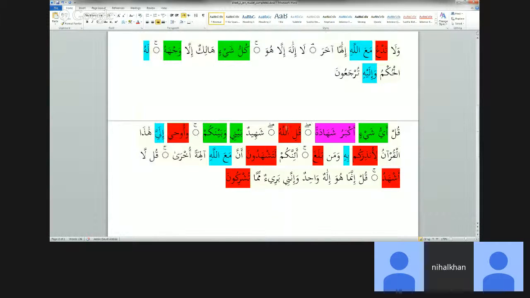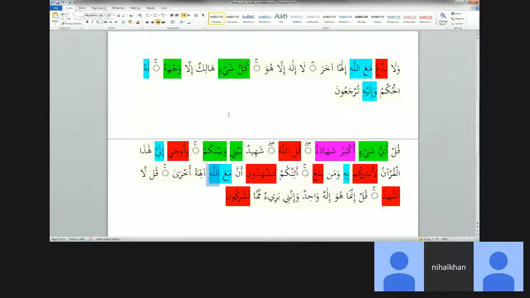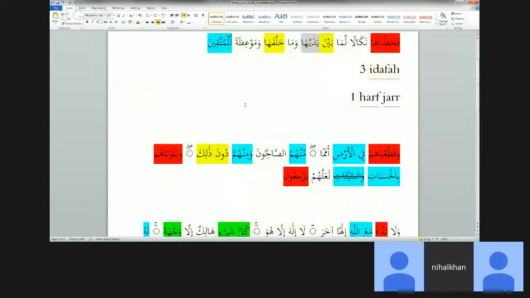Ignore this, ignore this, ignore this. Ilayya. Ila and ya. Ilayya. هذا القرآن. This Quran. لأنذركم به. Bihi, same thing. Harf jar and attached pronoun. أئنكم لتشهدون أن مع الله. Harf jar and majrur. آلهة أخرى. قل لا أشهد. قل إنما هو إله واحد وإنني بريء مما تشركون. And that's all. Did you guys get this sheet? I sent it out. Any questions in regards to this?